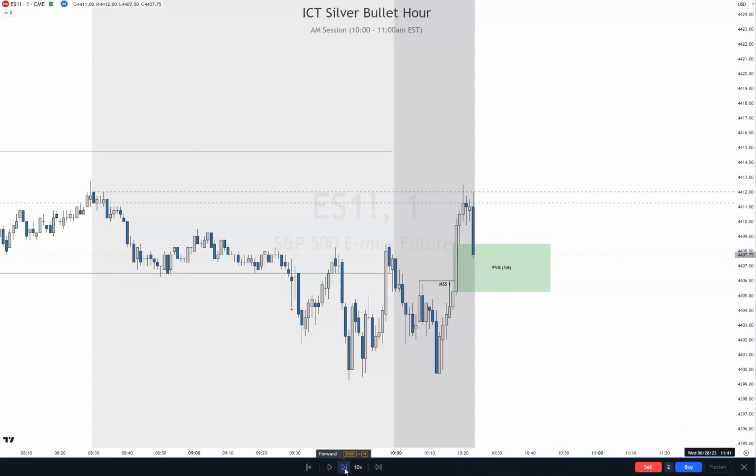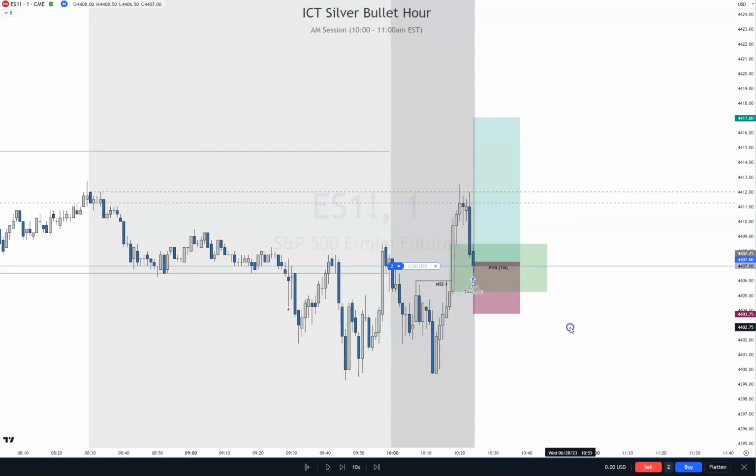So I'd buy right there, and I'll go a little bit higher because consequent encroachment's actually like right here. But let's just do it right here because that's what we said. Stop goes 1 tick below this first candle. That's how my rules are. So now let's see what we do here.